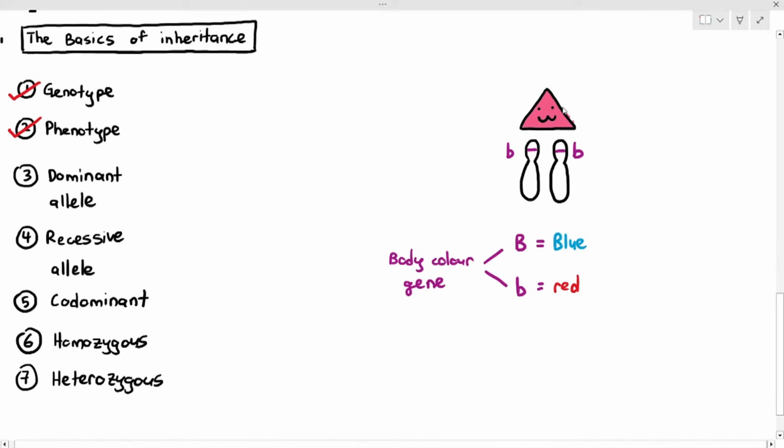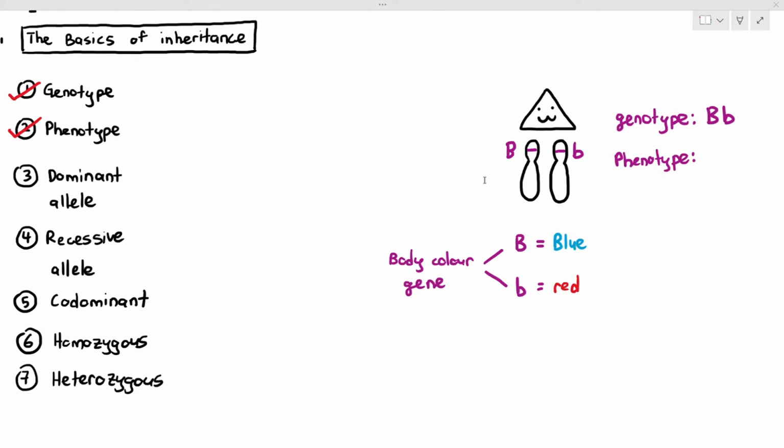That's quite easy. But here's the thing. What happens if the organism has one large B allele on one chromosome and a small b allele on the other chromosome? So here's where it becomes odd. When I ask my students, especially if it's their first time learning genetics, they'll give me various answers. They'll say maybe it's bluish and red. Maybe it's reddish and blue. Maybe it's purple because it's a mixture.